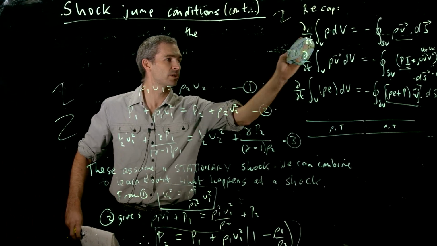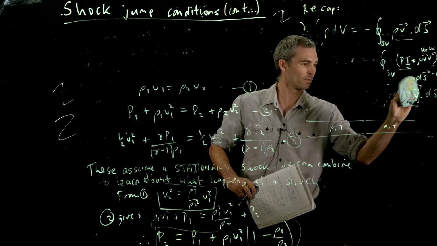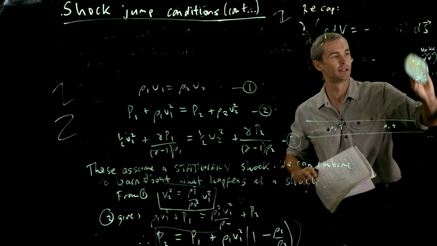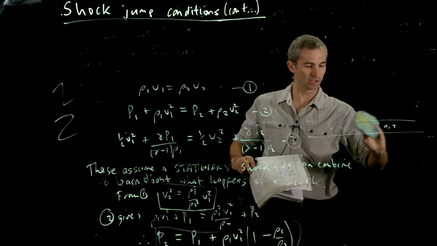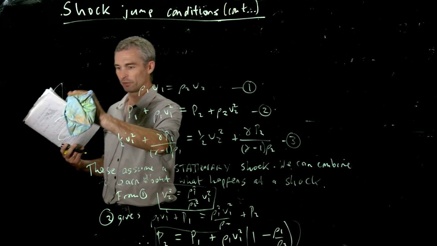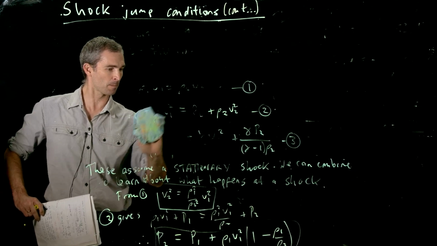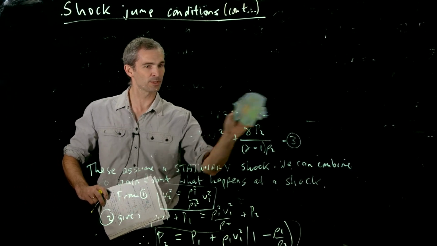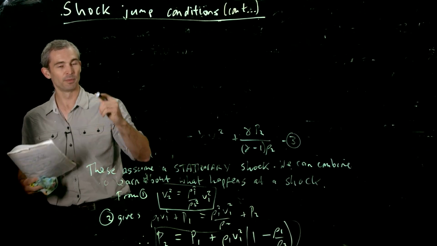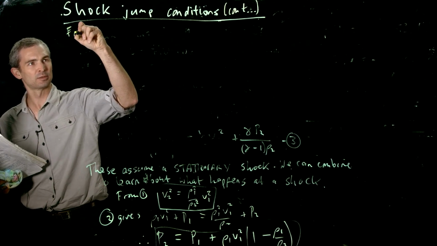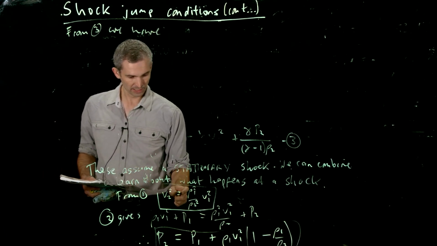So we've used 1, we've used 2, we just need to use 3 now. I'm going to rub these off so we get a bit more space. And we should be able to get an expression for the density jump across the shock. Okay, so from our third equation, except I rubbed out the last one, which was the important one there. So we can now use this one and this one.